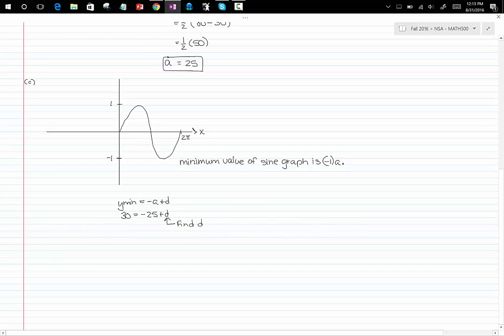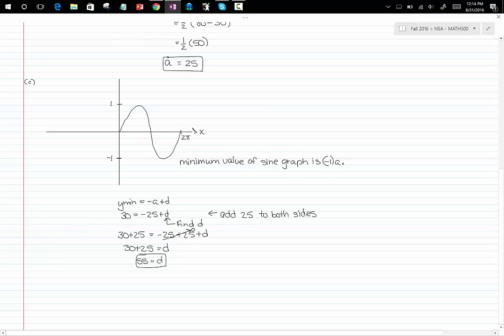So what do we do from there? We want to add 25 to both sides. So we have 30 plus 25 equals -25 plus 25 plus d. -25 plus 25 cancels out to 0. So now we have 30 plus 25 is equal to d. 30 plus 25 is 55, which is what d is equal to.